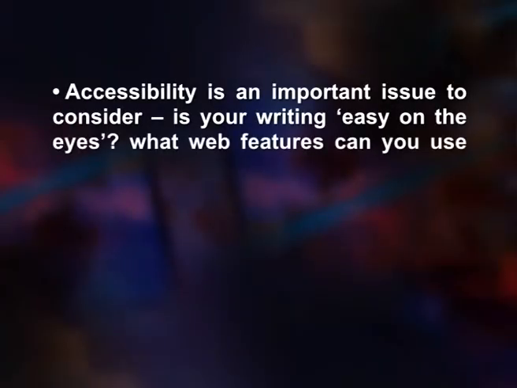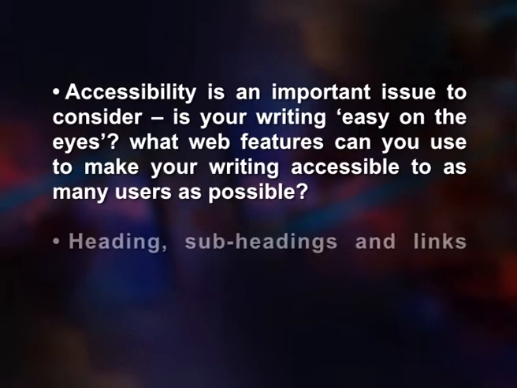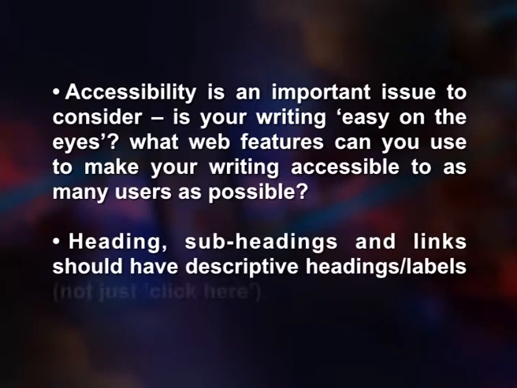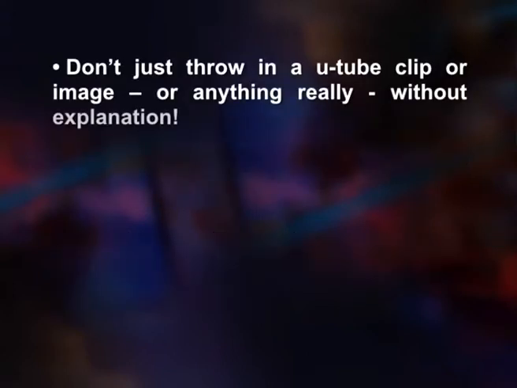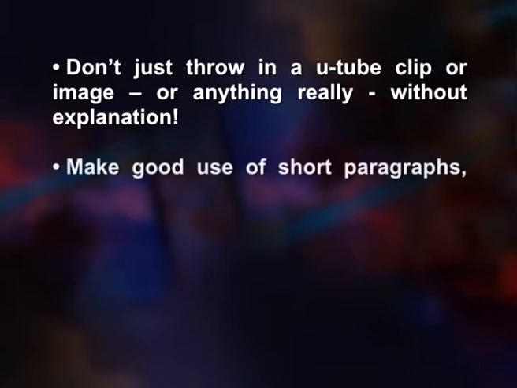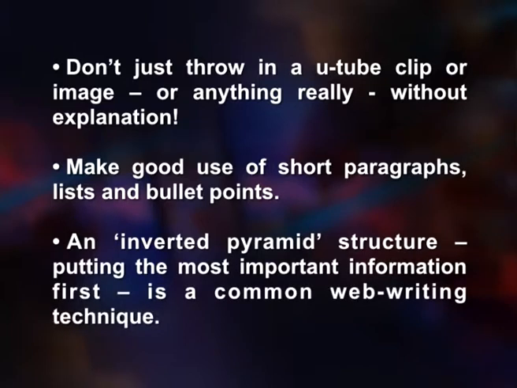Some general advice on structure. Accessibility is an important issue to consider. Is your writing easy on the eyes? What web features can you use to make your writing accessible to as many users as possible? Headings, subheadings, and links should have descriptive headings or labels. Don't just throw in a YouTube clip or image, or anything really, without explanation. Make good use of short paragraphs, lists, and bullet points. An inverted pyramid structure, putting the most important information first, is a common web writing technique.